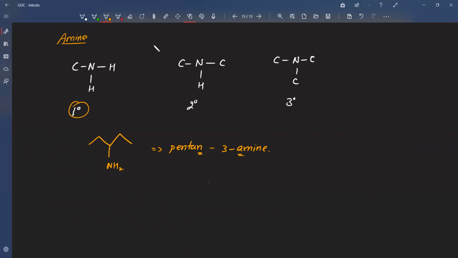Okay, so 1 degree amine is easy. We have already seen that. If there is a 2 degree amine, for example, if the molecule is like this, right? Sometimes the H will not even be shown. Even if it is not directly given, you should know that nitrogen has 3 bonds. If only 2 are shown, that means there is 1 H there. So now this is a 2 degree amine.